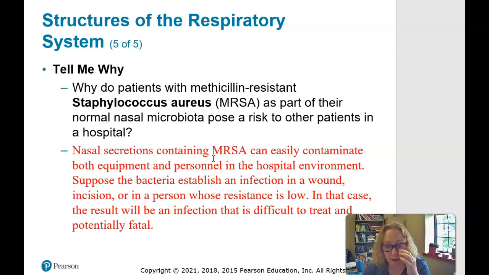So your normal MRSA can contaminate equipment or people. If you're a nurse, that's why you're constantly sterilizing yourself. Sometimes it's the resistant Staph aureus coming from someone else's nasal passages, or they sneeze or they breathe on you. And it's really difficult to treat if it becomes an infection in someone else. So that's kind of a big deal.